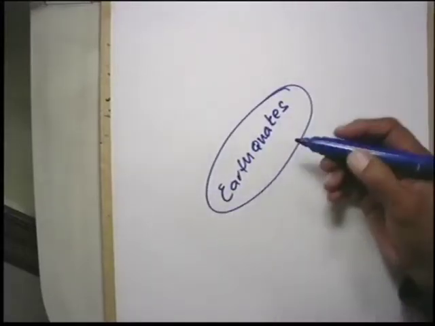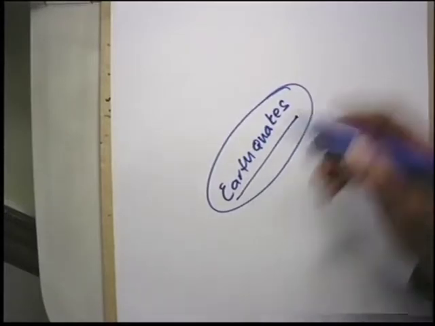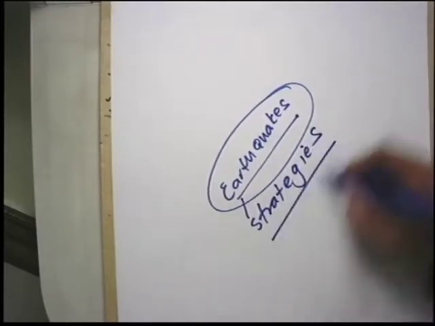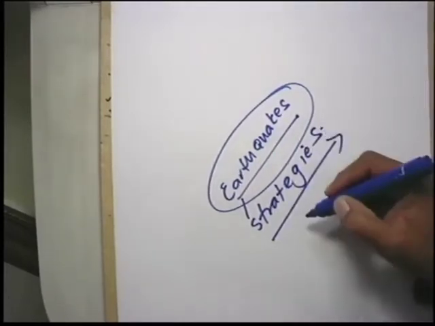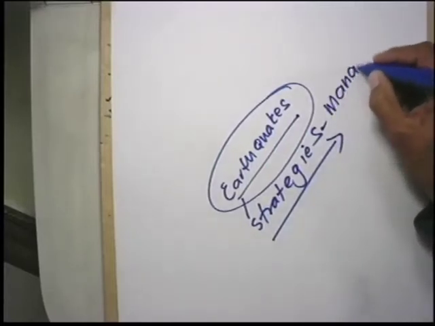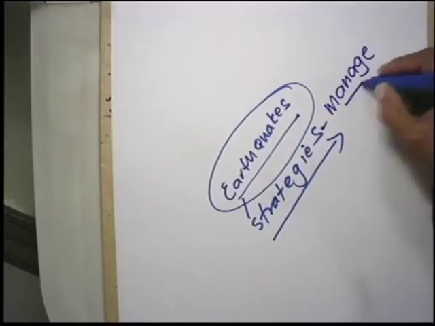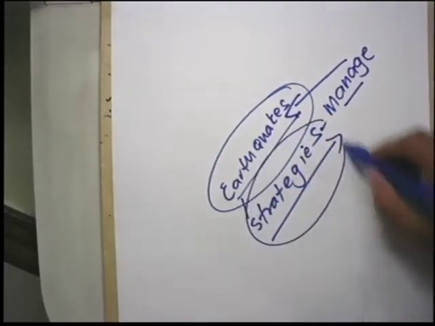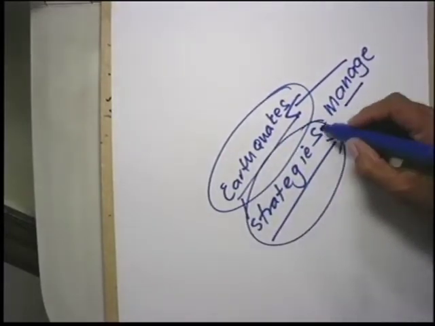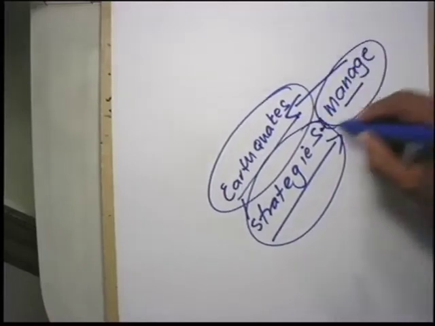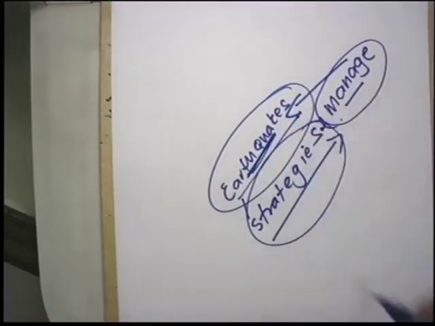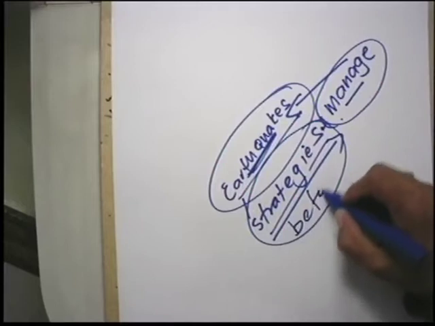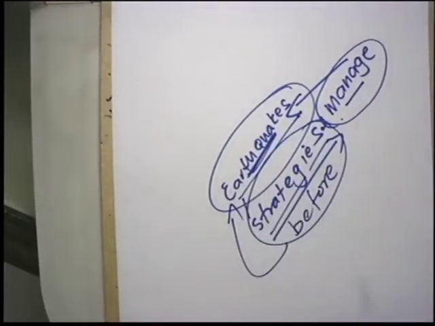Now, this question is focusing on earthquakes. It asks you, for example, you should mention strategies to do what? To manage earthquakes, which means that you have to explain what strategies can be used to manage the impact of earthquakes. Usually, you know that these strategies are usually done before earthquakes happen.